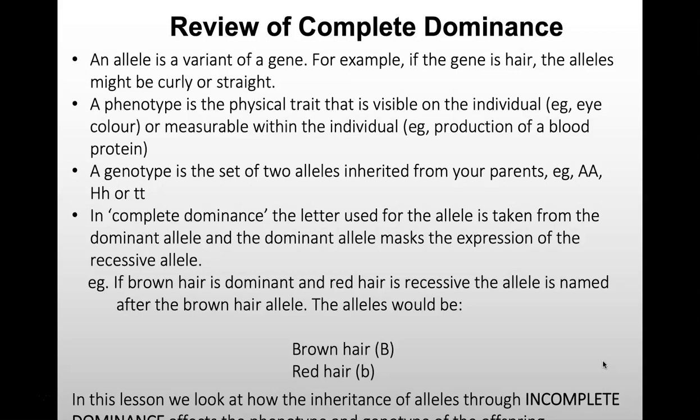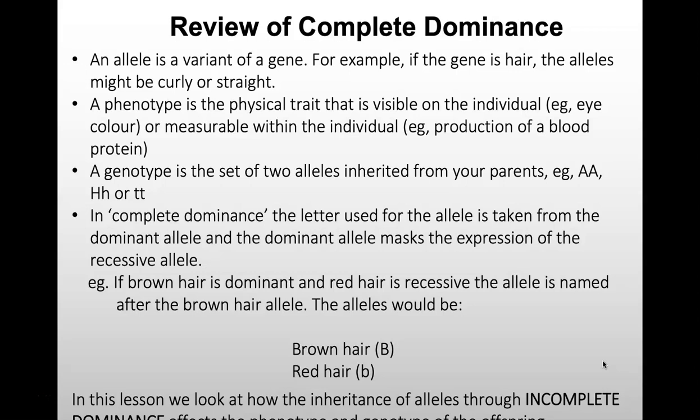But first, a review of last lesson, the complete dominant alleles. If you remember, an allele is a variant of a gene. For example, if the gene was hair, then the alleles might be curly or straight. A phenotype is the physical trait that is visible on the individual, for example, eye colour. If it's visible, it might be eye colour or hair colour. If it's measurable, it's something that you can't particularly see, but still occurs within the individual. It could be the production of a blood protein, for example.